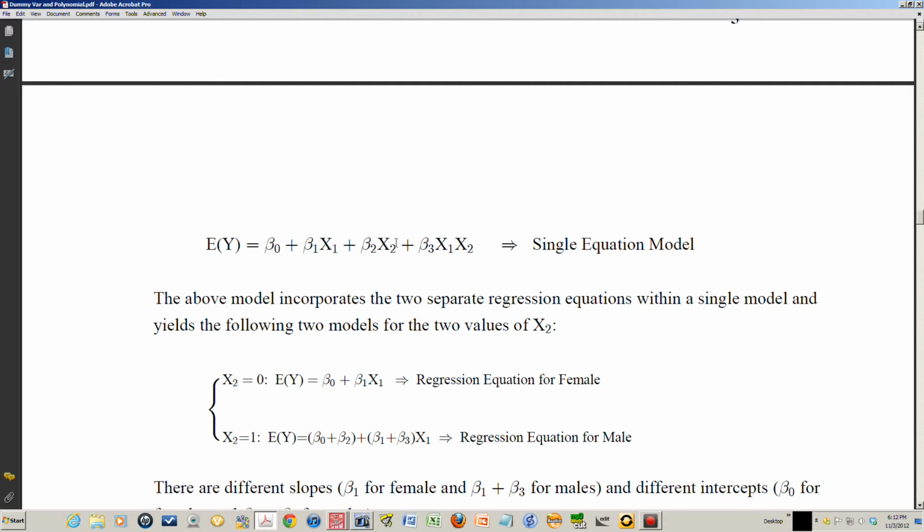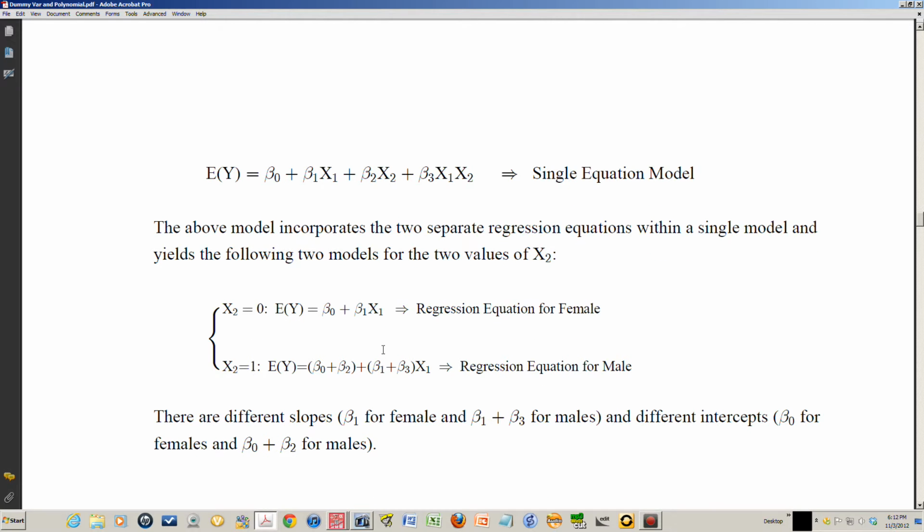Now, if I put x2 equals 1, so I have beta 0 plus beta 2, because this is 1. So I just put them together as a constant. And then we have beta 1 x1 and beta 3 x1. Remember, x2 becomes 1. So again, I factor it like that. I put the x1 and beta 1, beta 3. So this is the regression equation for male.